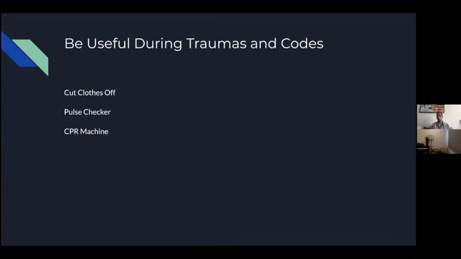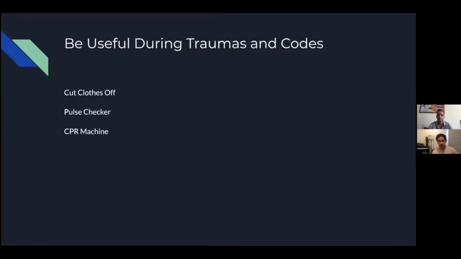There are a bunch of other things you can do, but I think codes and traumas can be quite scary. So what you want to do is simplify what you're thinking about when you are going through this. So if you think about cutting clothes off, pulse check, and CPR machine, and those are the only three things that you think of, you'll definitely have an opportunity to be part of the code or the trauma and to stand out in the eyes of your attending and your senior resident.